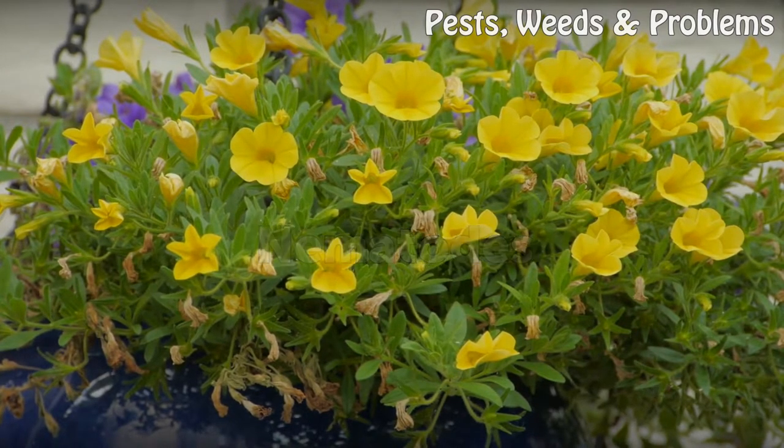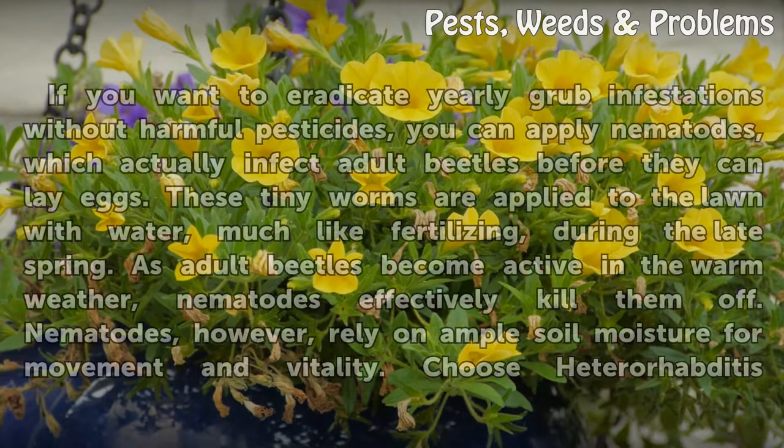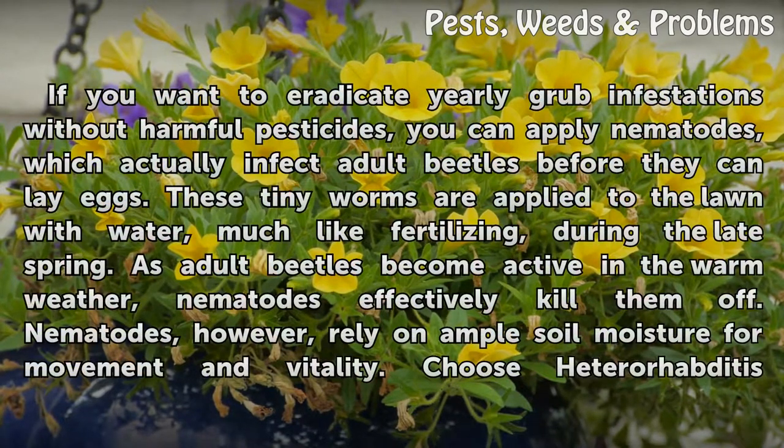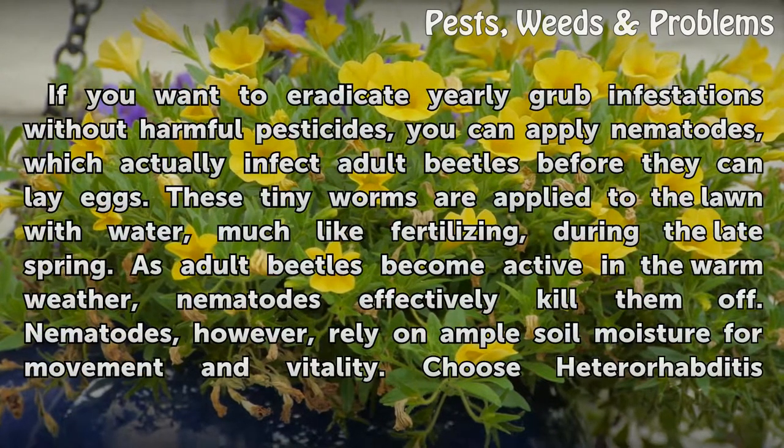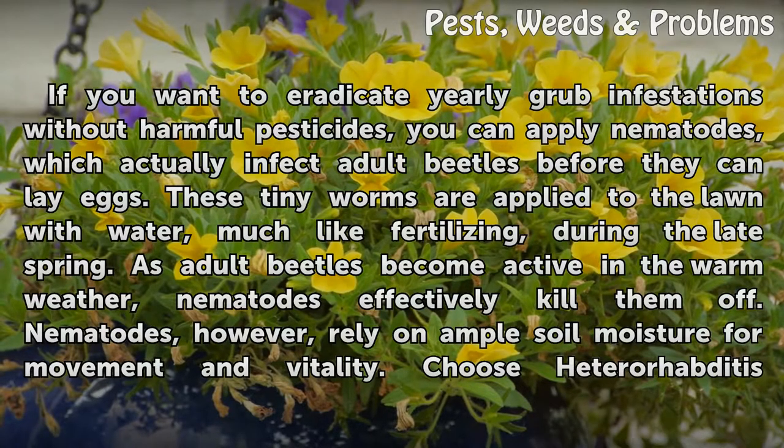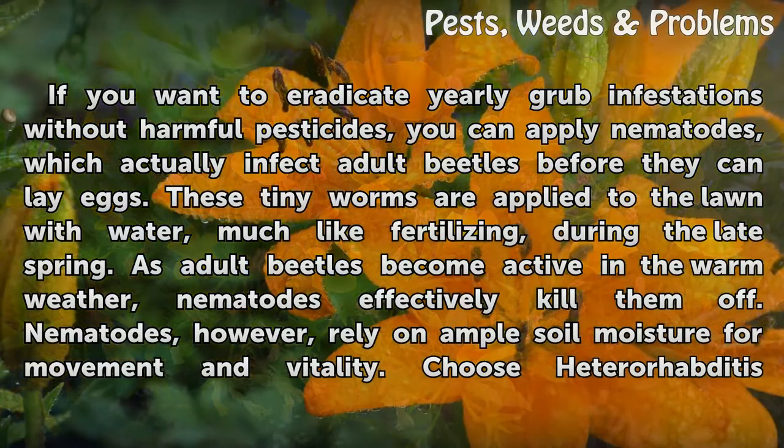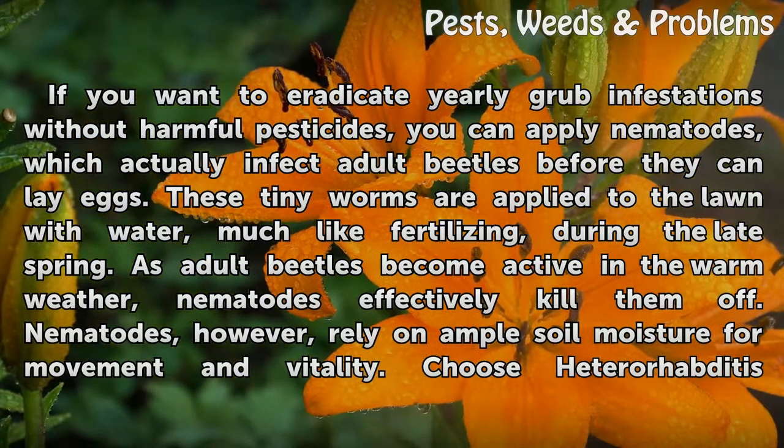Nematodes. If you want to eradicate yearly grub infestations without harmful pesticides, you can apply nematodes, which actually infect adult beetles before they can lay eggs. These tiny worms are applied to the lawn with water, much like fertilizing, during the late spring. As adult beetles become active in the warm weather, nematodes effectively kill them off.